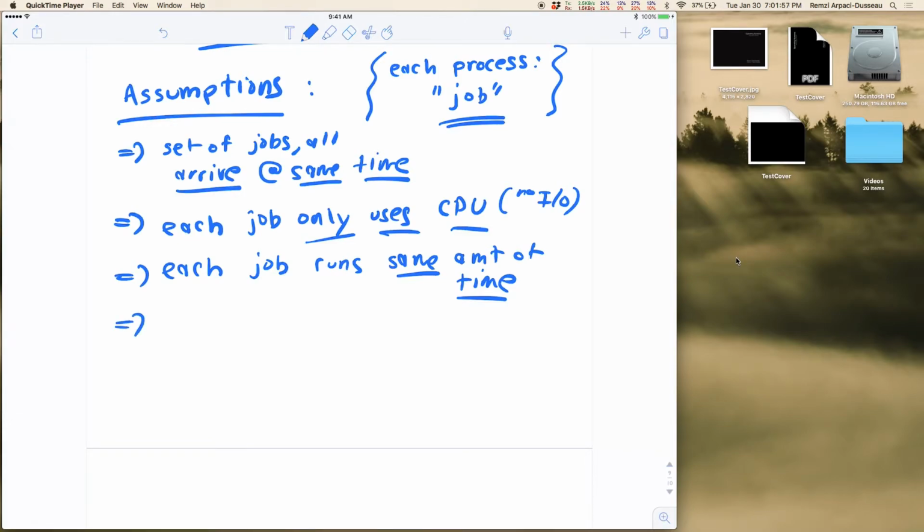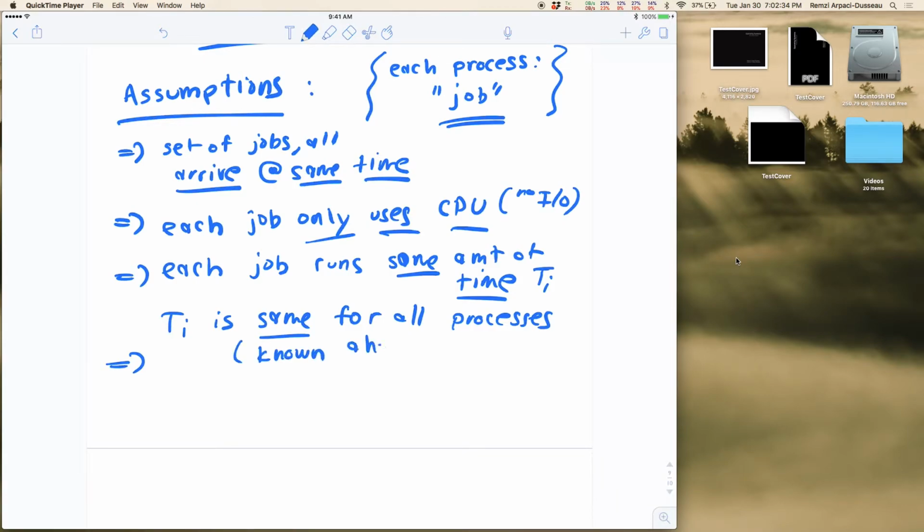We're going to assume that, let's call it some time T, T sub i, perhaps one for each job, but they're all the same. We're going to assume that T sub i is the same for all, so this is some amount of time T, and that T sub i is the same for all processes. So they run for the same length of time, and this is known ahead of time.